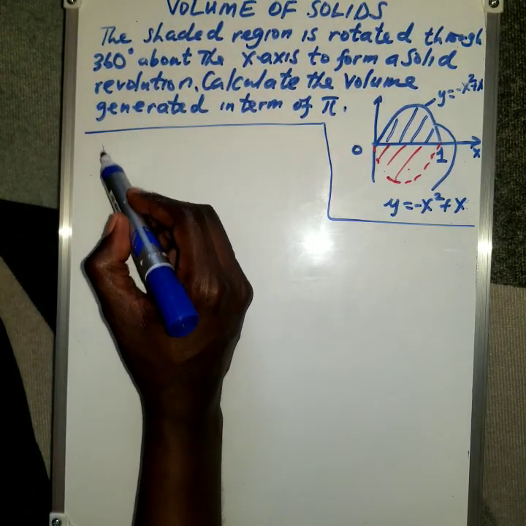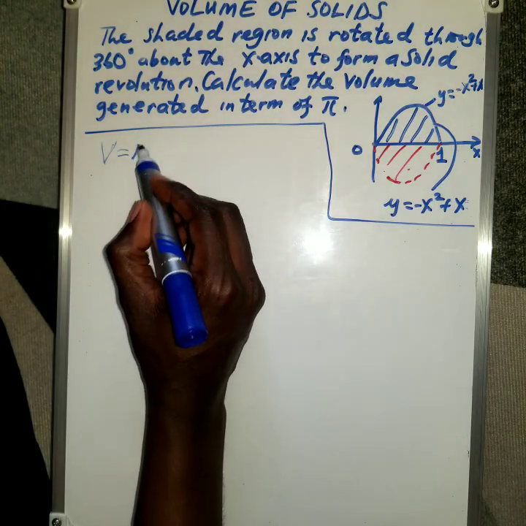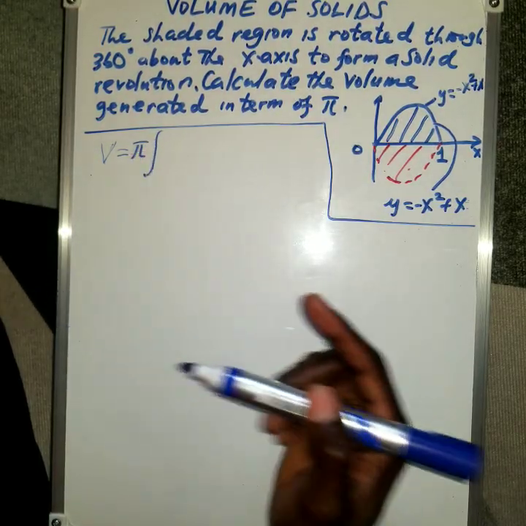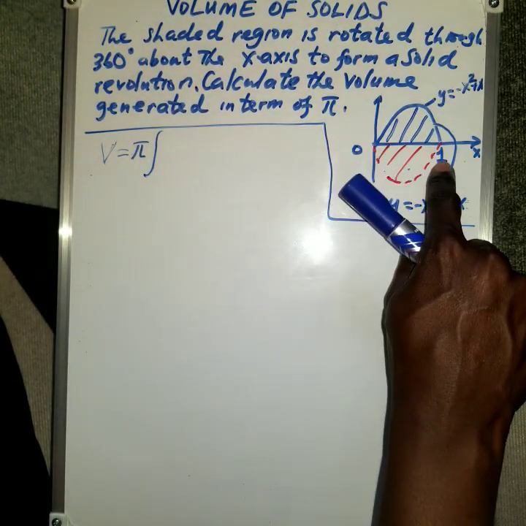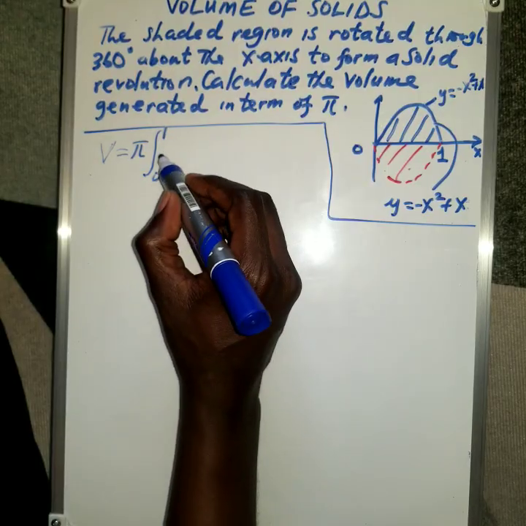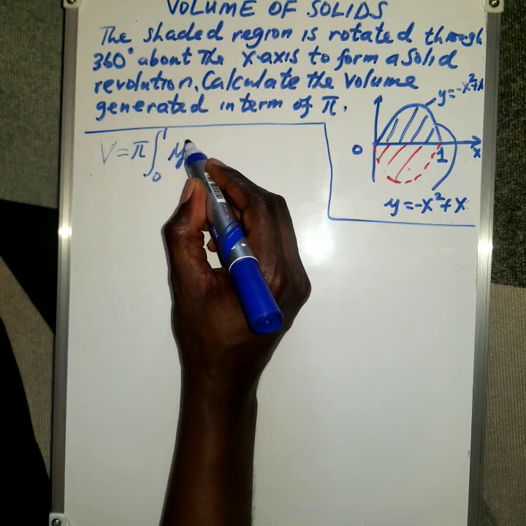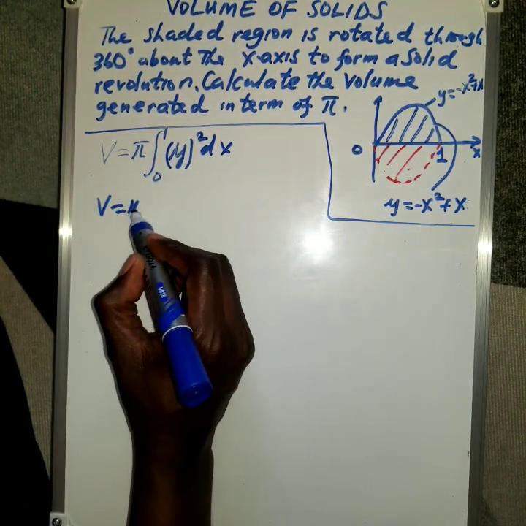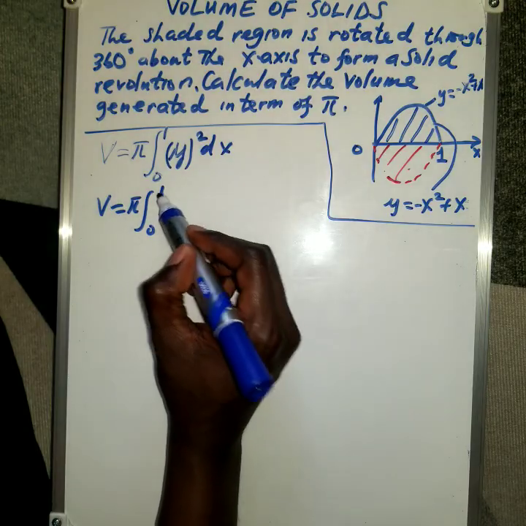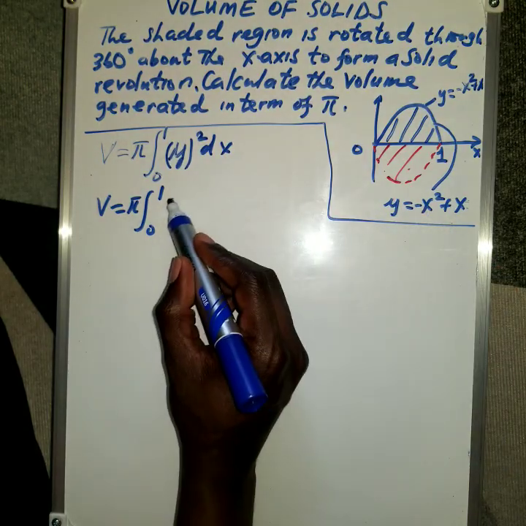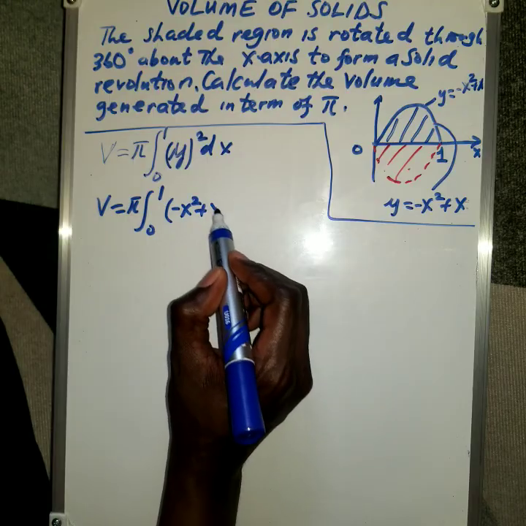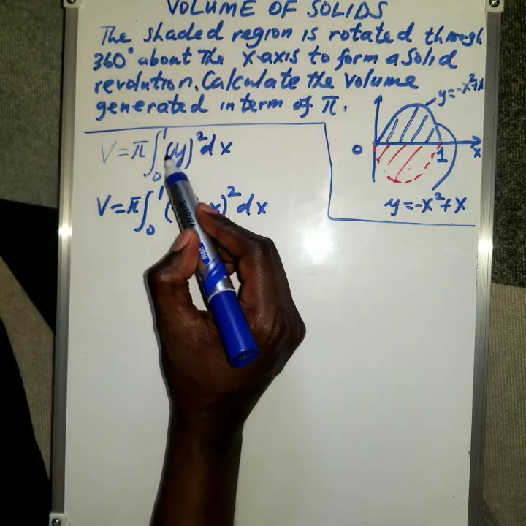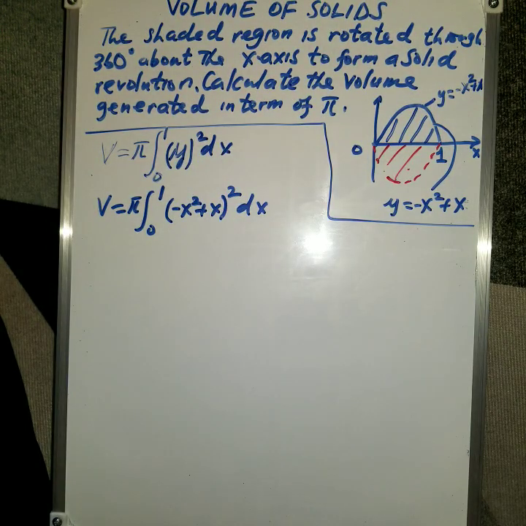Like I said, volume in this case is simply given by pi times the integral. You look at the limits, in this case 0 to 1, and it simply means the value of y that will be raised to the power 2 with respect to x. So volume will be equal to pi, integral from 0 to 1, of y, which is negative x squared plus x, raised to the power 2 dx. Please, whenever you're finding the volume, don't forget to actually square that.